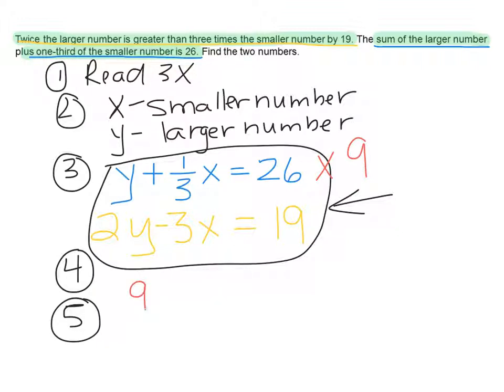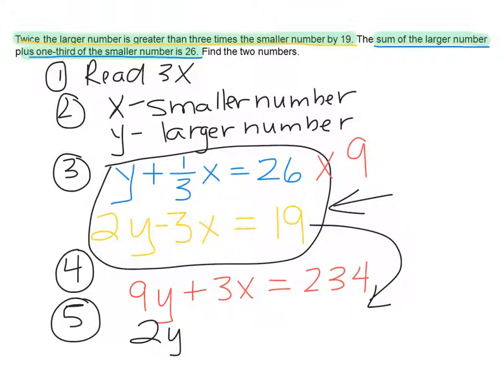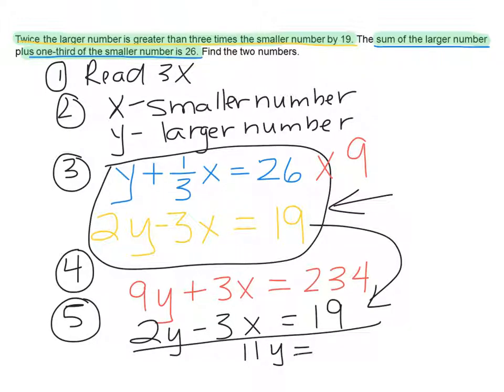So we would have 9y plus 3x is equal to 26 times 9, which would be 234. And that would leave us with this equation right here, which would be 2y minus 3x is equal to 19. Now, when we add these together, it would give us 11y is equal to 253. If we divide both sides by 11, y comes out to be 23.